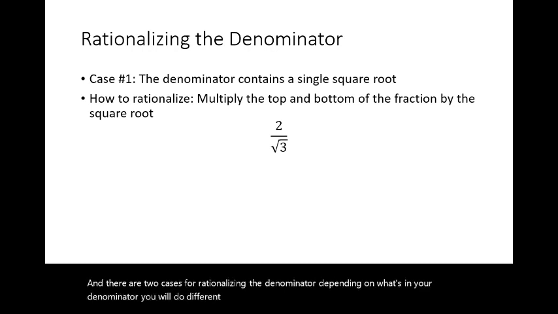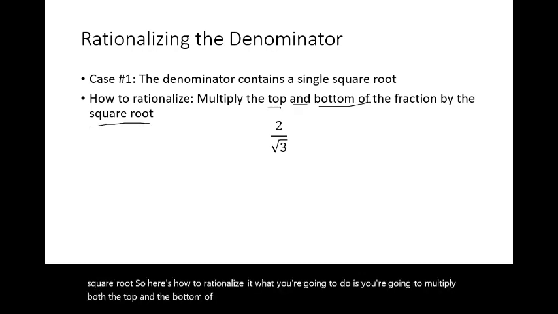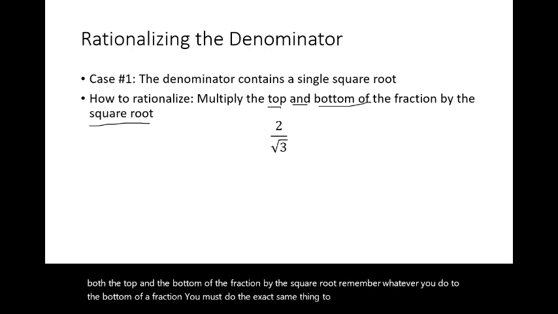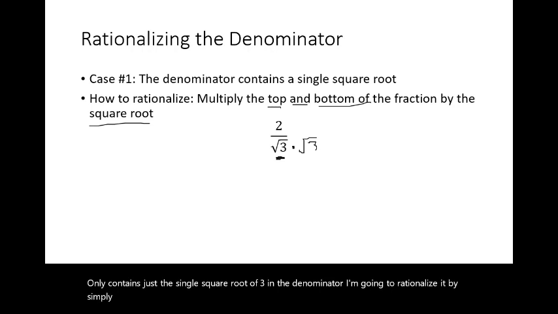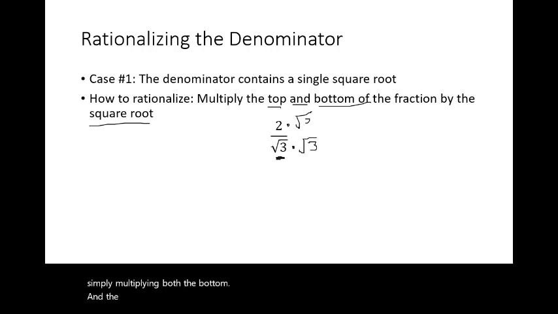So let's say that the denominator just contains a single square root. So here's how to rationalize it. What you're going to do is you're going to multiply both the top and the bottom of the fraction by the square root. Remember, whatever you do to the bottom of a fraction, you must do the exact same thing to the top. So since this fraction here only contains just the single square root of 3 in the denominator, I'm going to rationalize it by simply multiplying both the bottom and the top by the square root of 3. And here's what that will look like.